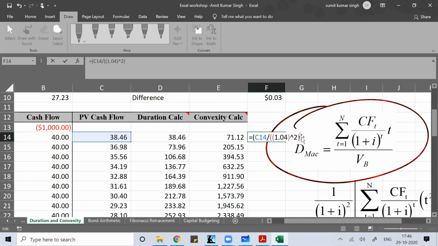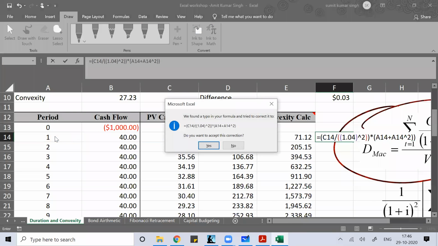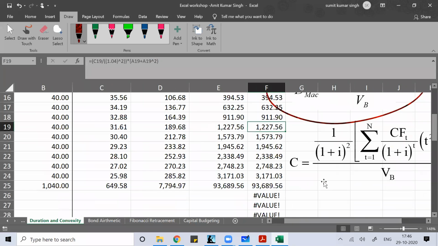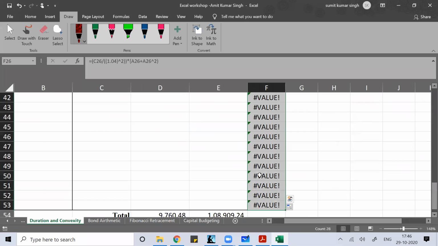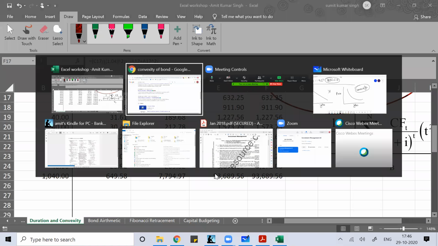Just if I multiply with t plus t square, you can see this. So this is the convexity. You see these values. Do the sum of this and divide by the price of the bond. So basically, what is the formula of convexity?